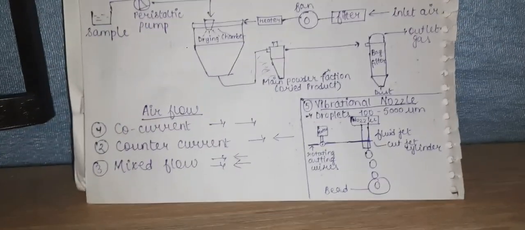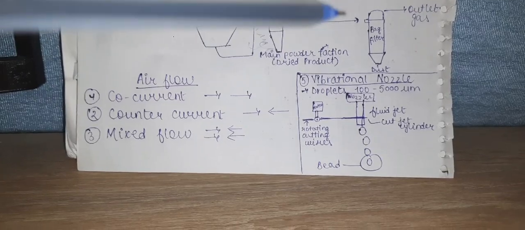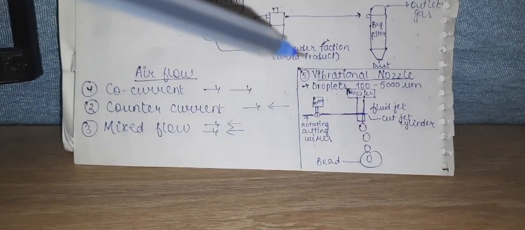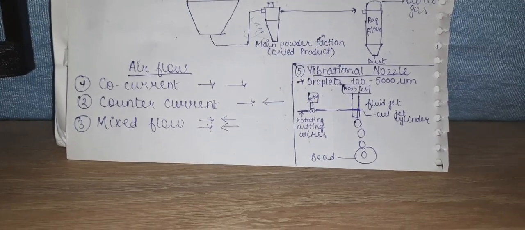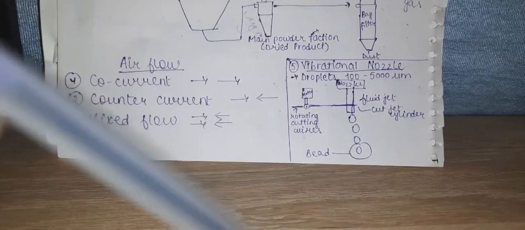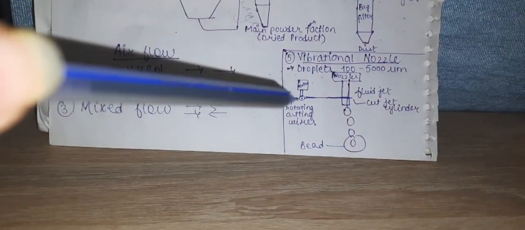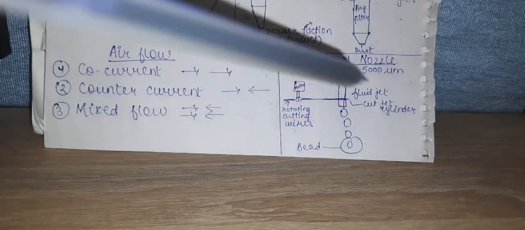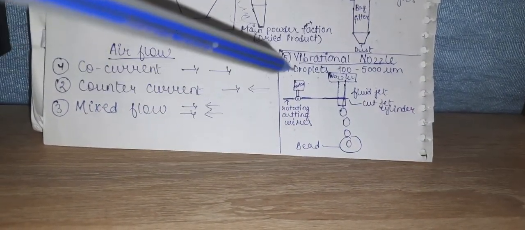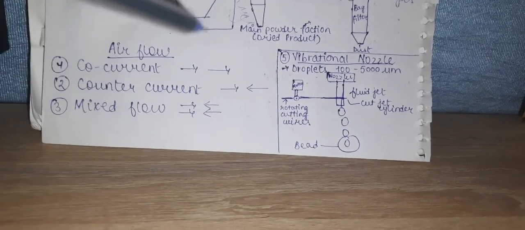And the fifth and the last one is the vibrational nozzle. Here you have to remember 2 things. Number 1 is the droplet size will be from 100 to 5000 micrometer. And another thing is the diagram of it. There will be a motor, and the motor will be attached with 2 wires. These wires will be known as rotating cutting wires. They will rotate round.